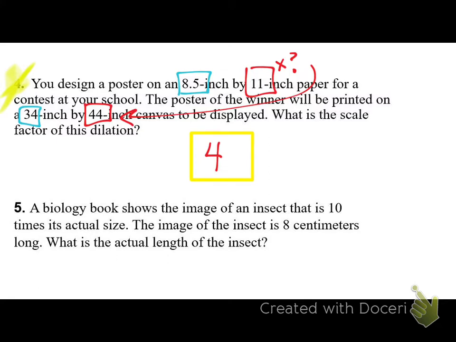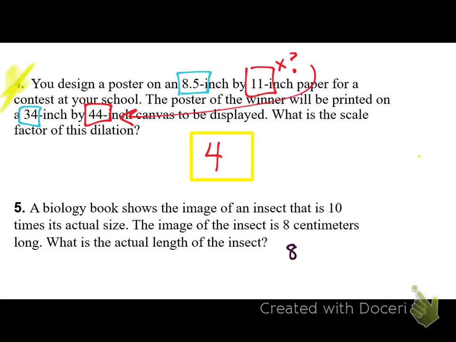And then the last, a biology book shows the image of an insect that is 10 times its actual size. So in the book, the bug is bigger than what it is in real life, right? So the image of the insect, so in the book, it is 8 centimeters long. So will the real life insect be bigger or smaller than that number? Smaller, okay, because remember the book is bigger. So what am I going to do to find the actual length of the insect? Divide.